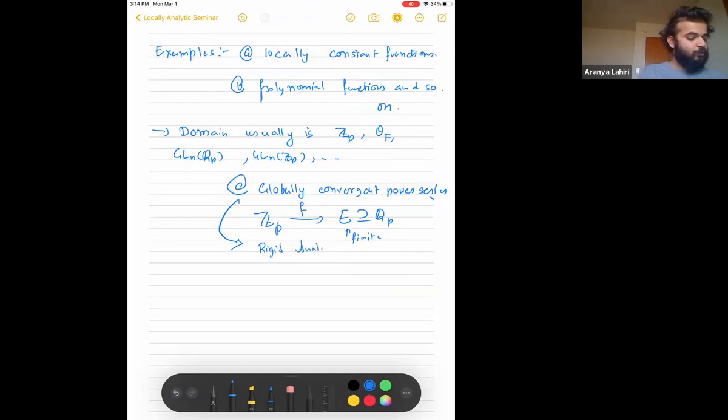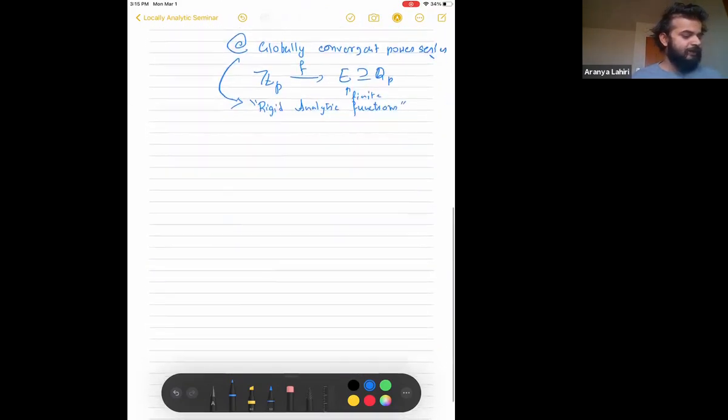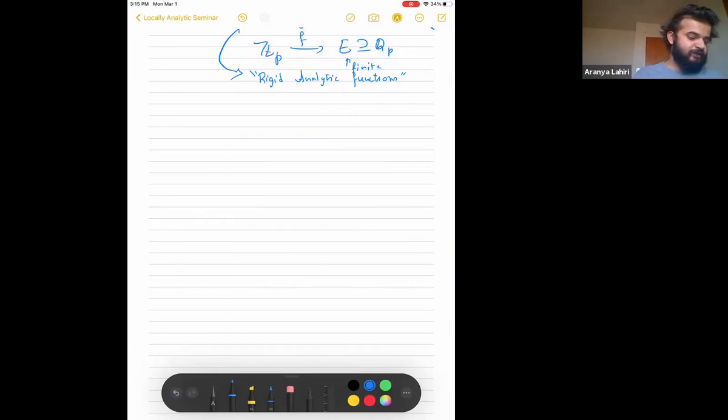Of course, I should say more about them, but these are rigid analytic functions, and they will play an important role in the theory of locally analytic representations as well. And I think we'll see that as soon as the next talk, where we'll be talking about locally analytic functions of ZP. So these are usual examples of locally analytic functions. And then let me talk a little bit about locally analytic representations, at least formally.